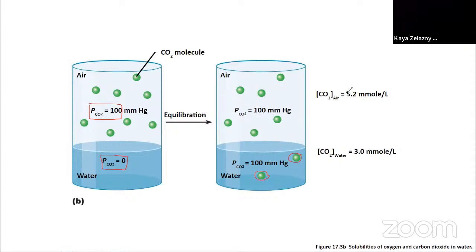So we could also compare our actual measurements of moles. Here we see that same 5.2 millimoles of carbon dioxide in the air. But we see that to get that same partial pressure of carbon dioxide in the water, it took a whole 3 millimoles. So we have to put more carbon dioxide into the water in order to get that same partial pressure.